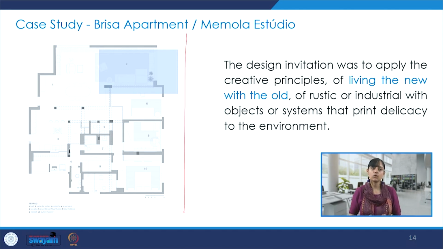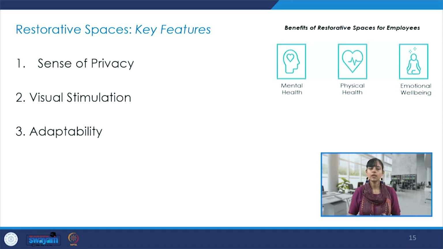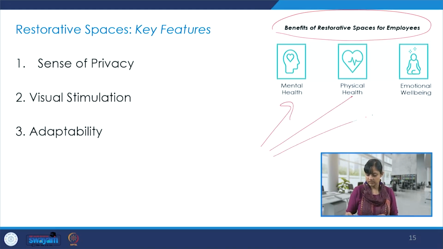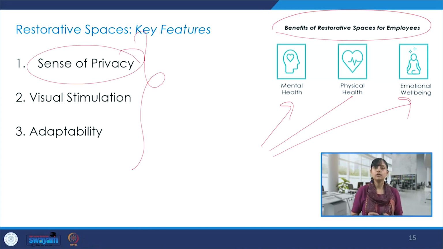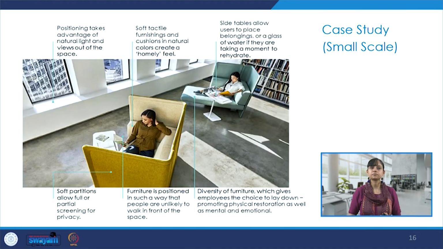All those interesting concepts. We talked about restorative spaces, which are very important when we talk about employees, and they ideally cater to achieving proper mental health, physical health, as well as the emotional well-being of the employees. And these are the key features which are very, very important. So sense of privacy, visual stimulation, and adaptability within the space. These have to be kept in mind.